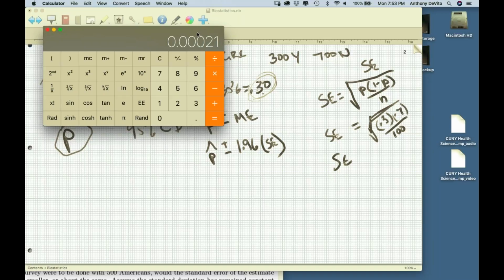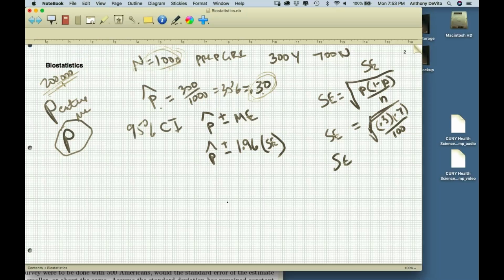Now I'm going to take the square root of that whole quantity, everything underneath there after I've resolved it. So that's going to be equal to 0.014, so on and so forth. So that's my standard error. I'm going to store that in memory, and I'm going to clear that out. So I have that stored away.